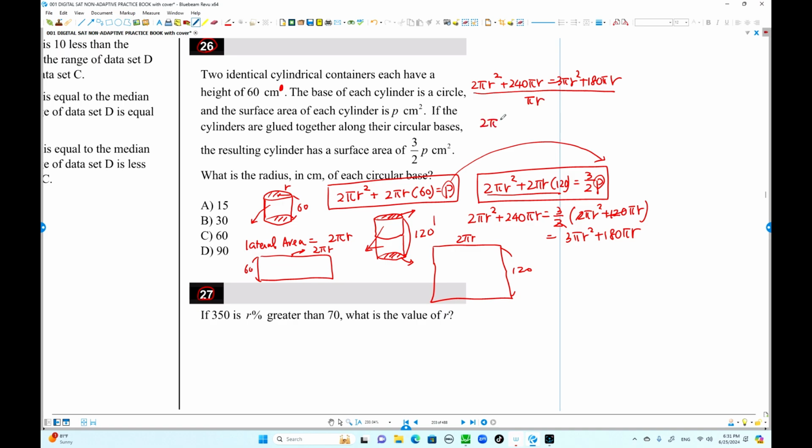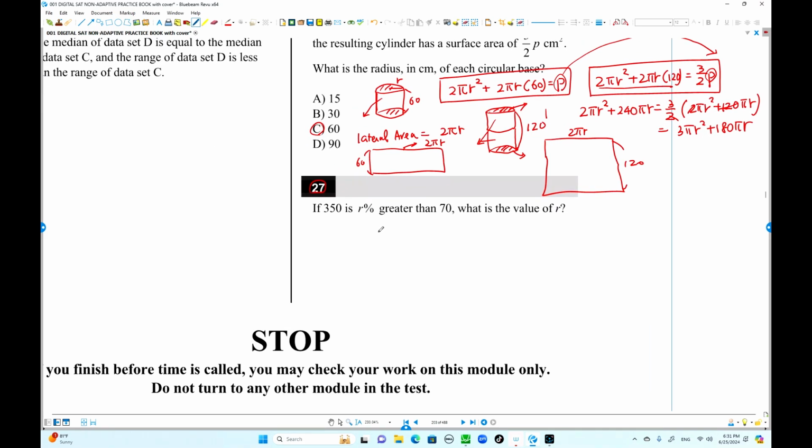Dividing by pi r, you get 2 pi r plus 240 equals 3r. 2 pi r is out, right? We have 2r, I'm sorry, plus 180, okay? So minus 2r, minus 180 on both sides, r is 60. Okay, that's the answer.